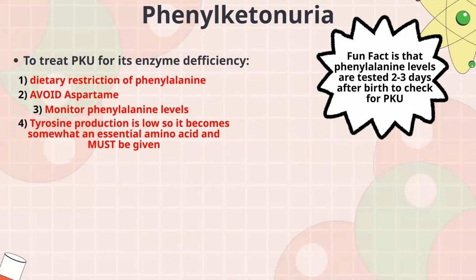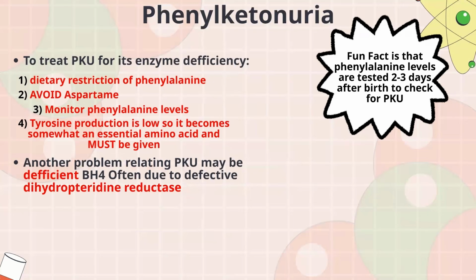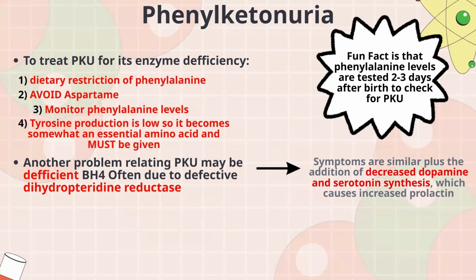Okay. Now, another problem relating to PKU is deficient BH4, which you already talked about. This is most often due to a defective dihydropteridine reductase, because this is the second enzyme that might be affected, which might not allow for BH4 formation, right? For this reason, symptoms are going to include the ones we already talked about, like mental retardation. But here you're also going to notice decreased dopamine and decreased serotonin synthesis.